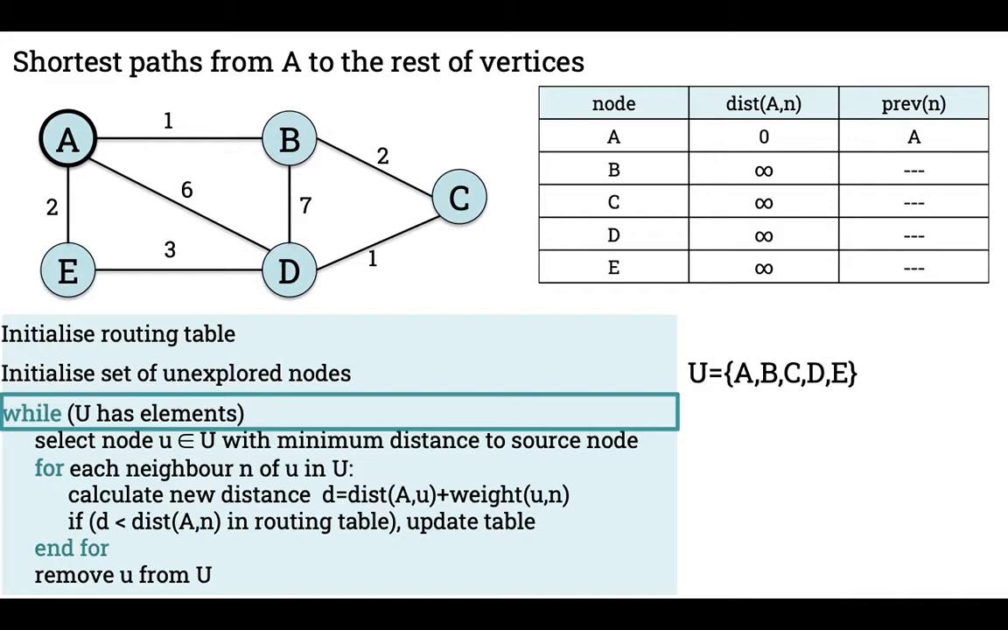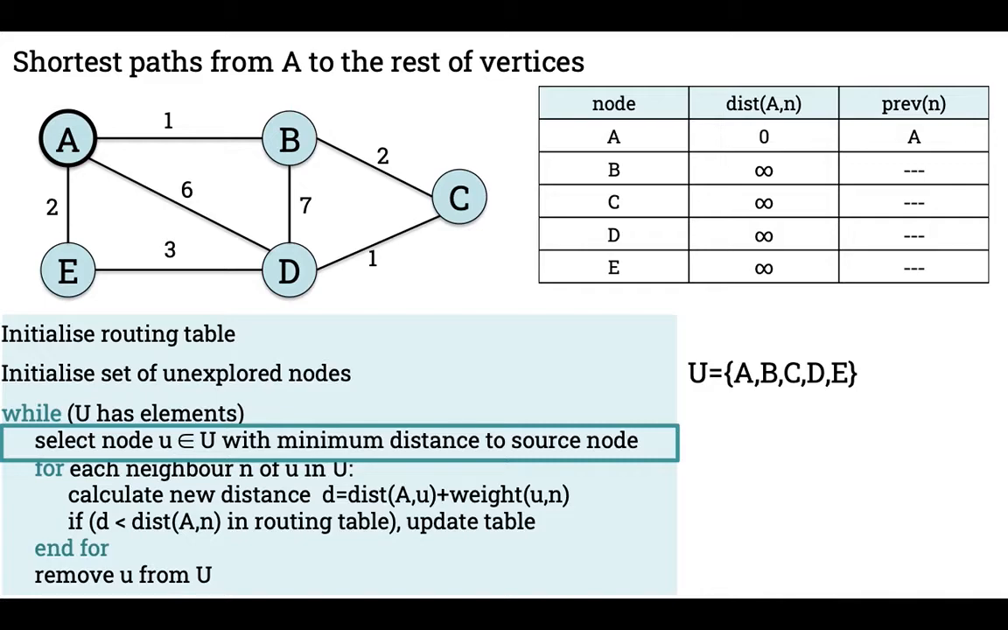Are there still elements in U? Yes, there are. So we execute the instructions inside the while loop. First, we select the node from U that has the minimum distance to the source node A. To find out what node this is, we look at the routing table and identify that this is node A. Next, we will process each neighbor node of A that is in U. These nodes are B, D, and E.